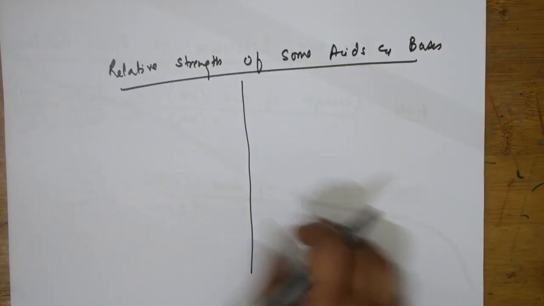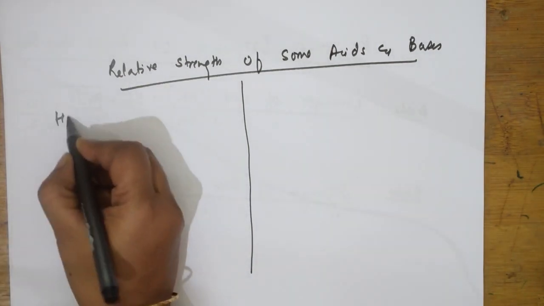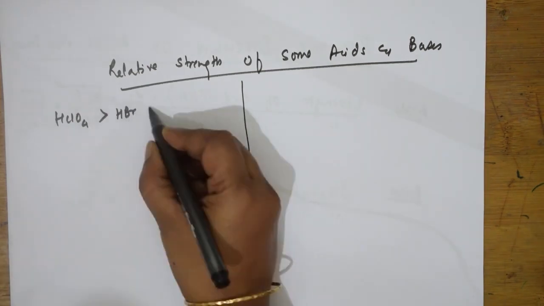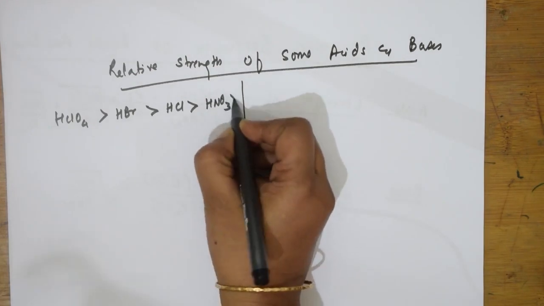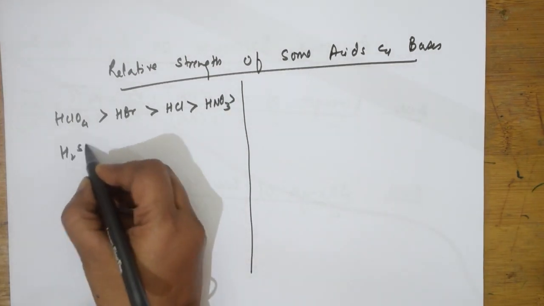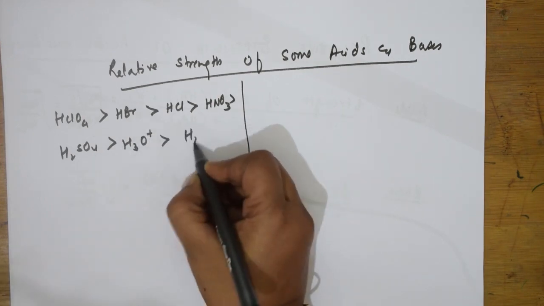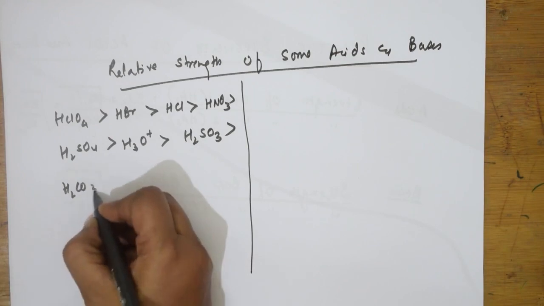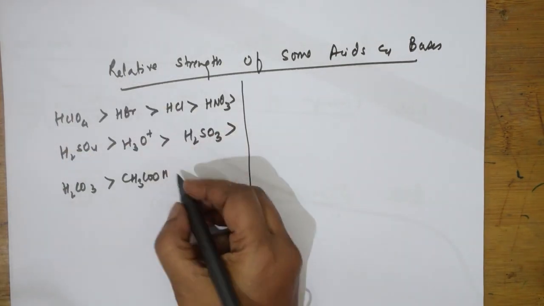When I have to write the relative strength, the strongest one is HClO4, which is greater than HBr, which is greater than HCl, which is greater than HNO3, which is greater than H2SO4, which is greater than H3O+, which is greater than sulfurous acid, which is greater than carbonic acid, which is greater than acetic acid.